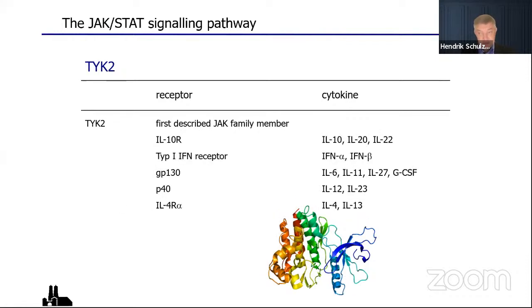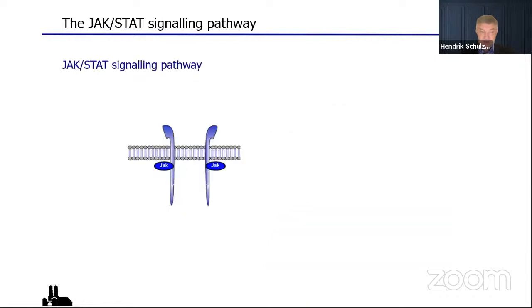Finally, TYK2 was, as I said, the first described JAK family member. It's important for IL-10 receptor signaling, type 1 interferon receptor signaling, GP130, the P40 of the IL-12 and IL-23 complex, and the IL-4 receptor alpha, which is involved in IL-4 and IL-13 signaling. Of interest for rheumatologists, if you knock out TYK2, the animals become resistant against collagen-induced arthritis, and they also become resistant against LPS-induced inflammation. So that makes TYK2 a probable target for systemic inflammatory responses.